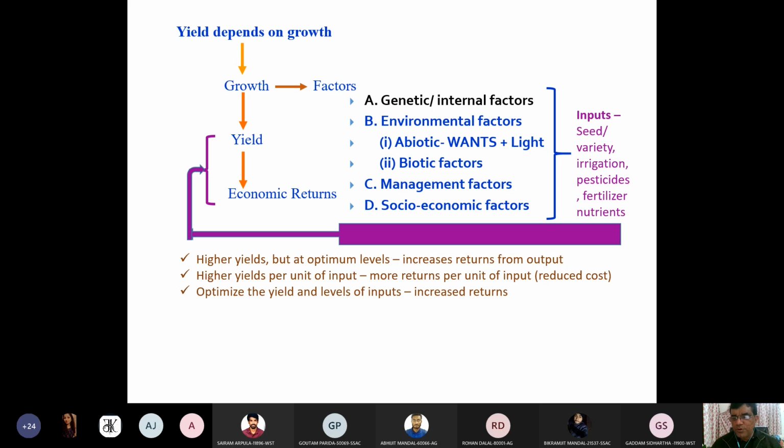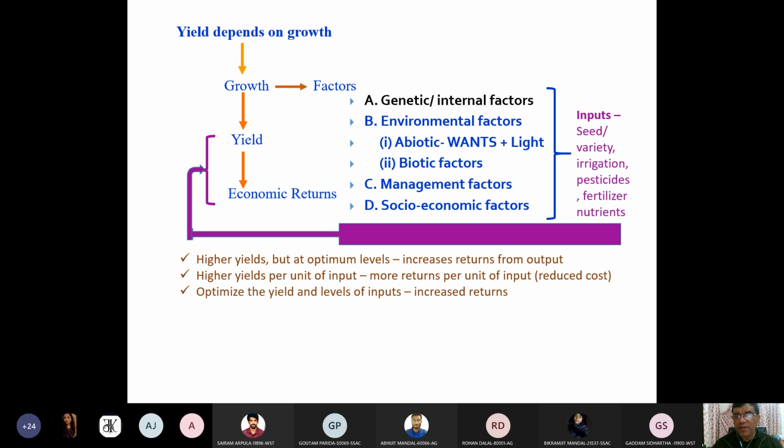If you want more growth, better growth, high growth, more tillering, one can go for hybrid varieties or hybrids. Similarly, certified seed, foundation seed, those kinds of seed will give you better growth than the farmer's saved seed because that seed is of better quality.